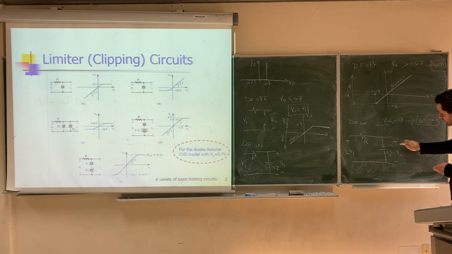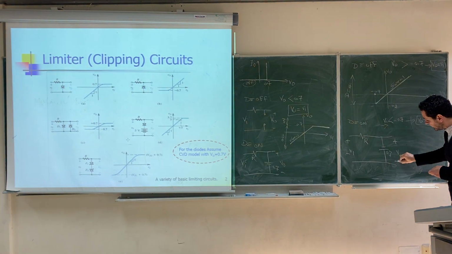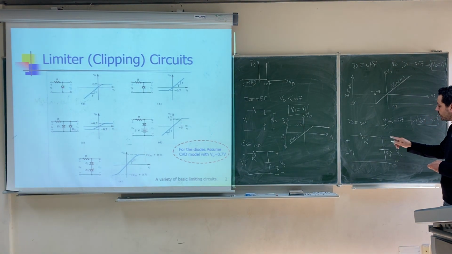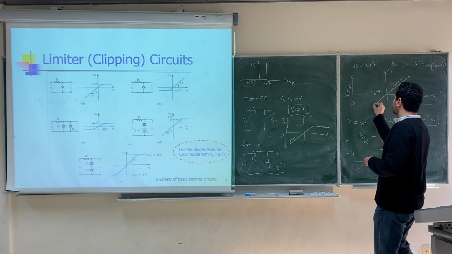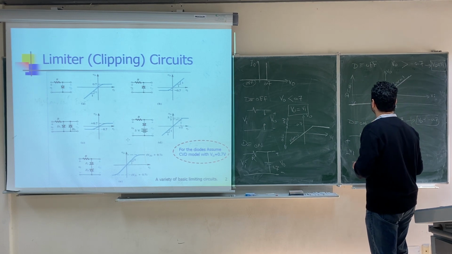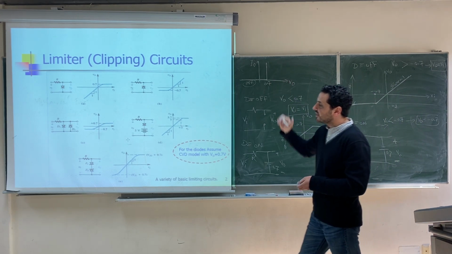V output in this direction, positive here, negative here. It will be equal to negative 0.7. So the output will be clipped to negative 0.7. So this is the second circuit.